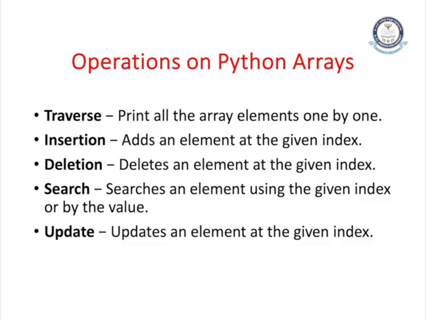So these are some operations on arrays in Python: traverse, insertion, deletion, search and update. Using traverse you can print all the array elements one by one, and using insertion you can insert a new element in an array at a given index. And deletion means you can remove an element from the array using the given index. And search, you can search for a particular element in an array using the index, and you can update the values in an array using the update operation.